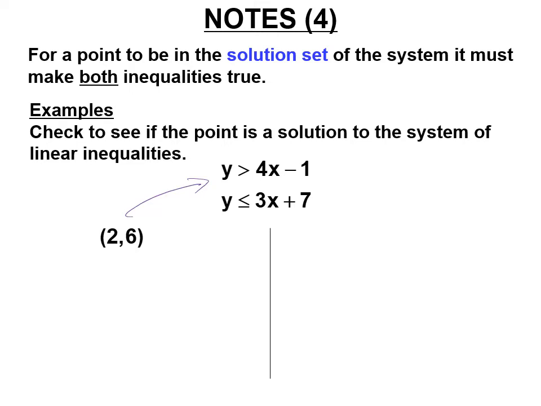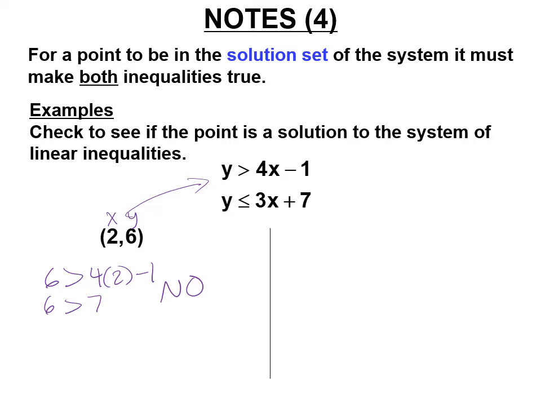So let's do that. So x is 2 and y is 6, so we're going to put it in the top one. So 6 is greater than 4 times 2 minus 1. 4 times 2 is 8, minus 1 is 7. Is 6 greater than 7? No, that makes no sense. So no. Now, you stop.